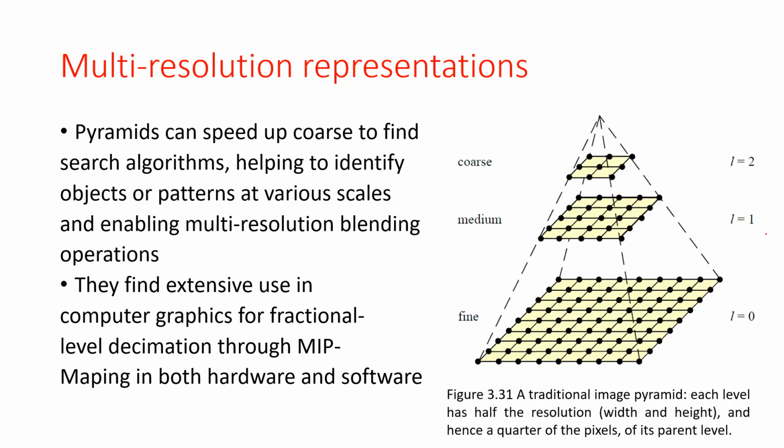Okay, so here the first level is a fine level, the mid level is a medium, and the last one is the coarse level: L equal to 0, L equal to 1, and L equal to 2. Each level has half the resolution. Here it is 8 cross 8, converted to 4 cross 4, and then converted to 2 cross 2. So half level, and then the last one is quarter level.